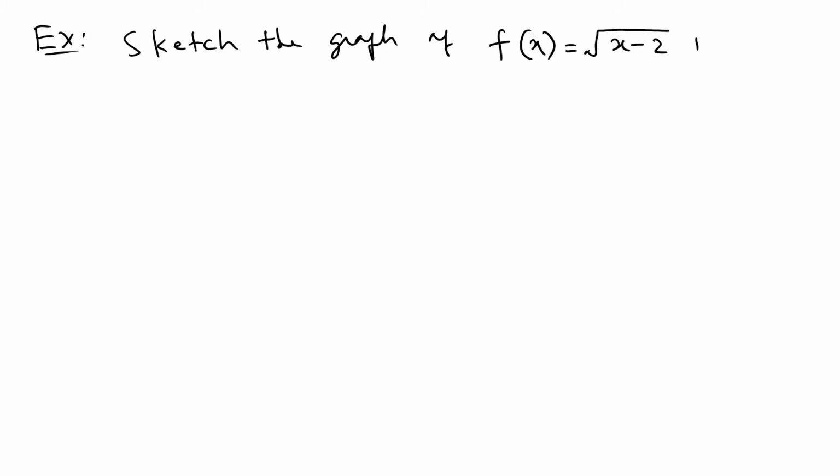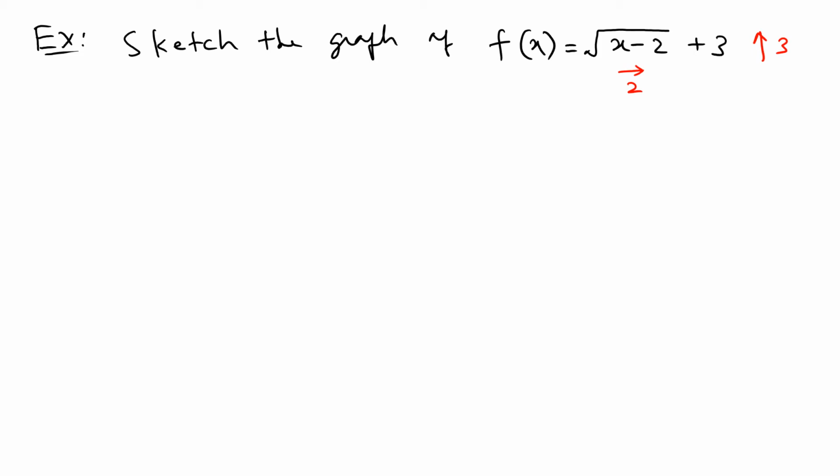What we can do is sketch the graph of f(x) = √(x - 2) + 3. No big difference. We can do the shift first. It's x - 2, which is standard form. That means you're going to move to the right 2, and then go up by 3. So there are 2 steps like that.